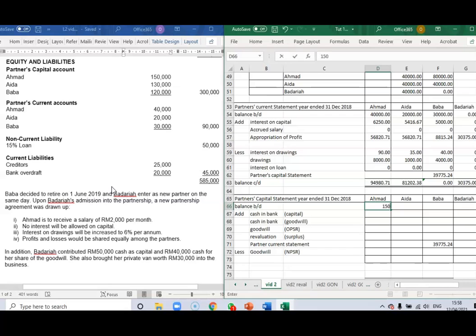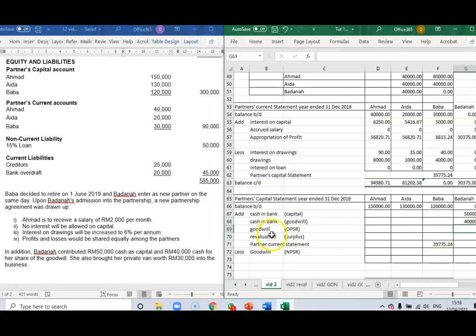Ahmad is 150,000. Ida is 130,000. That's the capital. Then Baba is 120,000, and Badaria does not have any opening balance because she's new, but she has a contribution of 50,000 of cash, and the 40,000 still in cash, but we separated 40,000 for premium of Goodwill.